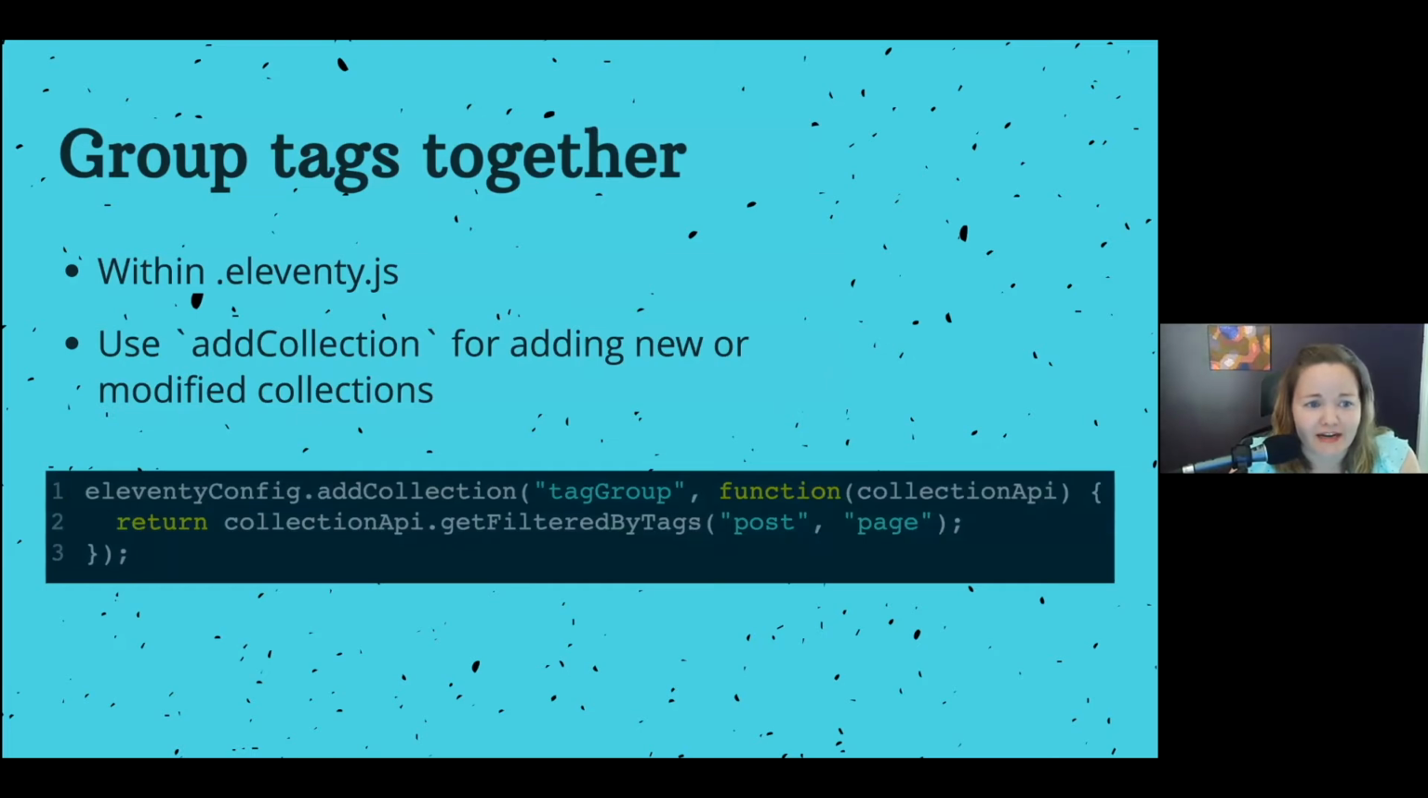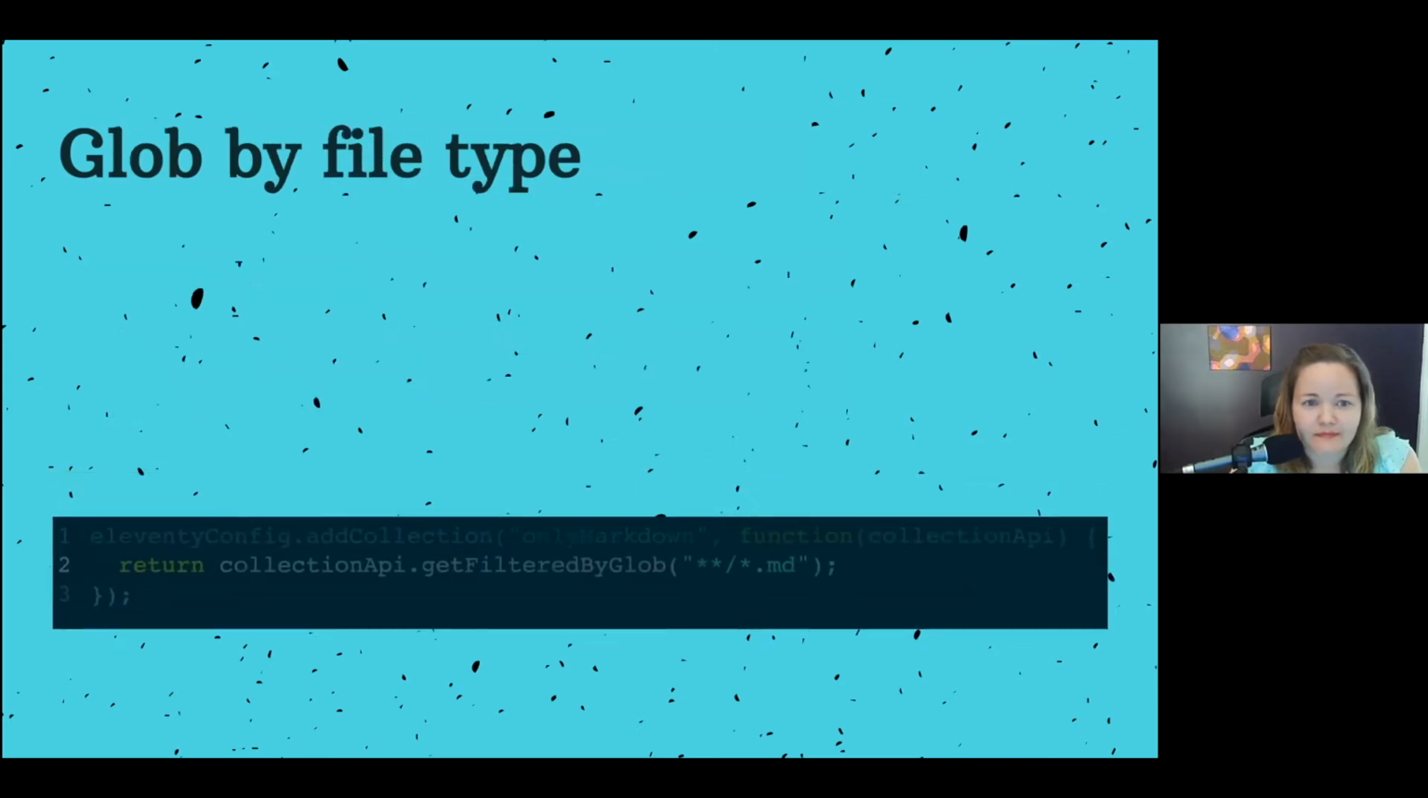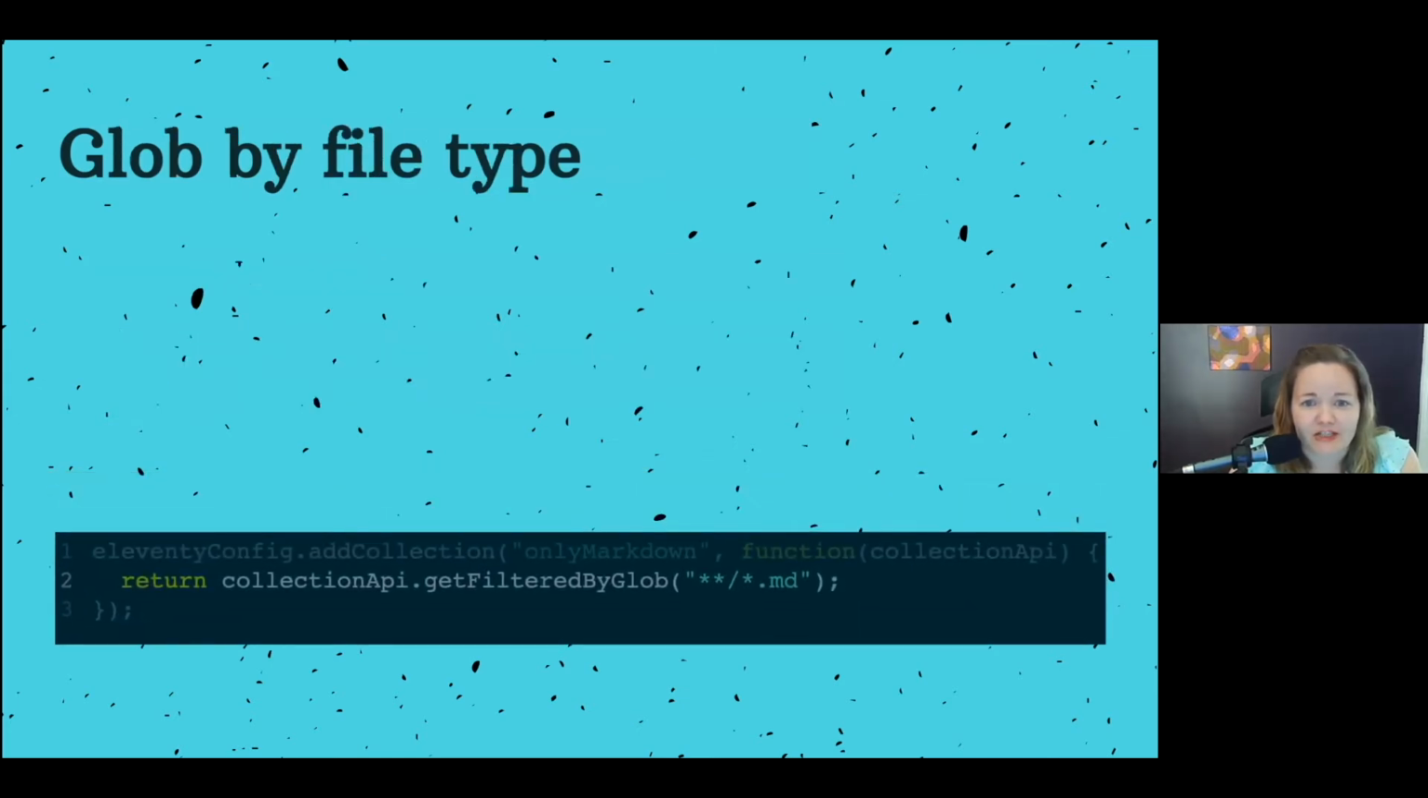You can see I'm creating a collection of both my post and page different tags. So once you have this array in here, right now I'm just returning the results of combining those two things together. But once you have that array, you can perform additional operations, such as to further filter or sort those items. You can also create a new collection by selecting all templates of a certain file type using the getFilteredByGlob function.